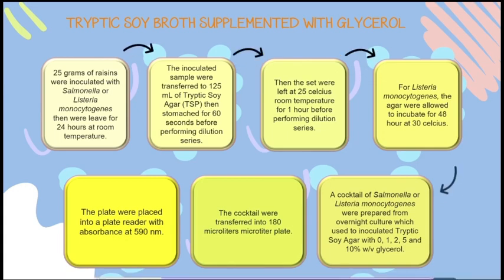Then, the tryptic soy broth method was used with glycerol to treat low moisture food. In this procedure, 25 grams of dried raisins were first inoculated with Salmonella or Listeria monocytogenes. Then, tryptic soy broth was stomached, or in other words, shaken for 60 seconds. The agar was allowed to incubate at room temperature for 48 hours after serial dilution was performed. And now, glycerol was used to prepare the culture. In the end of this method, the Salmonella and Listeria monocytogenes were placed into absorbent at 590 nanometer.